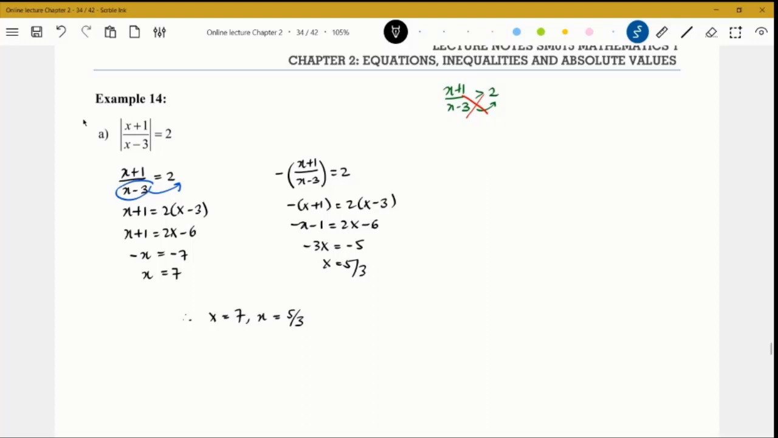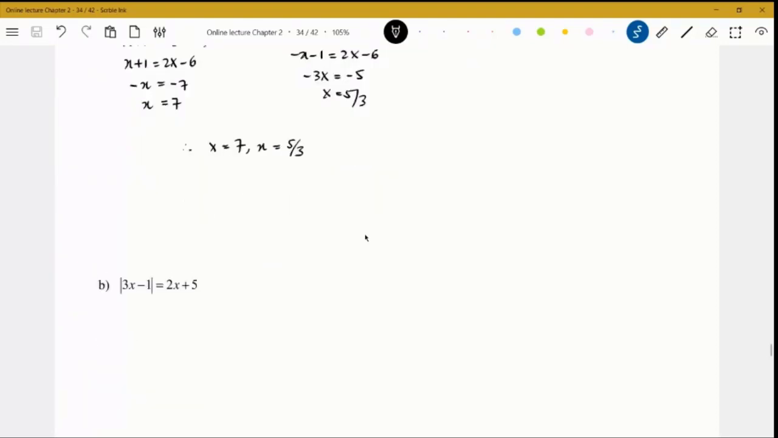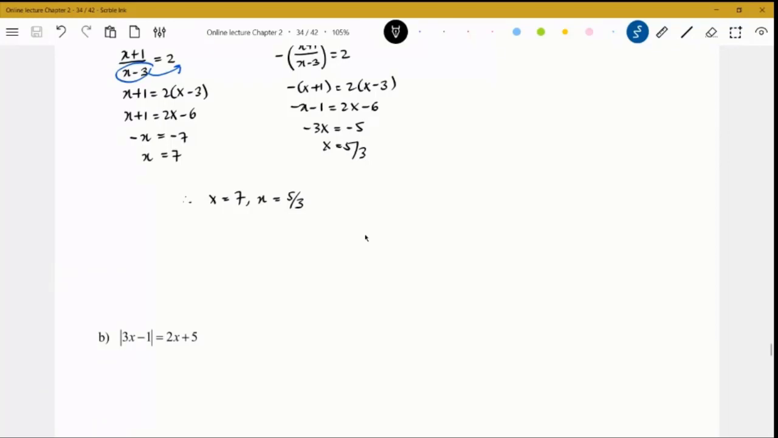Okay, so that one is the first part, which is one modulus ataupun one absolute value and a constant. And then part B, where we have one modulus, but then on the right hand side we have equation ataupun kita ada variable x. Okay, so we have it here. As we know that we have to split positive negative. So positive 3x minus 1 equal to 2x plus 5 and negative (3x minus 1) equal to 2x plus 5.